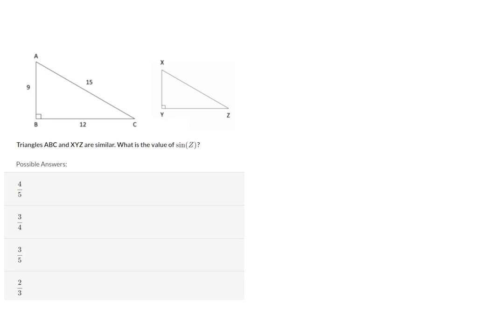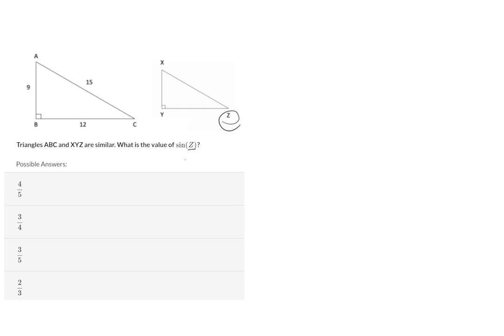So let's go ahead and read the problem. Triangle ABC and XYZ are similar. What is the value of sine of Z? And our possible answer choices are 4/5, 3/4, 3/5, and 2/3. Alright, Z is an angle in our second triangle, and the question wants the sine of Z.